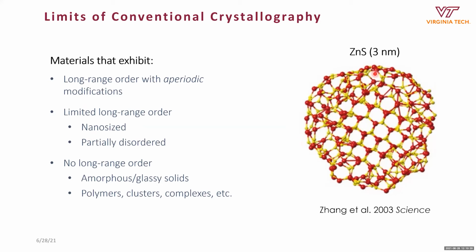And so what you're seeing on the right here is a simulation of a 3 nanometer zinc sulfide particle from a study in 2003. And what you're seeing in this simulation is that the core of this sulfide particle looks like sphalerite. It's relatively ordered, but the few atomic layers near the surface have become all distorted and disordered. Okay, so they're structurally different. You can kind of think of this like a core-shell particle.